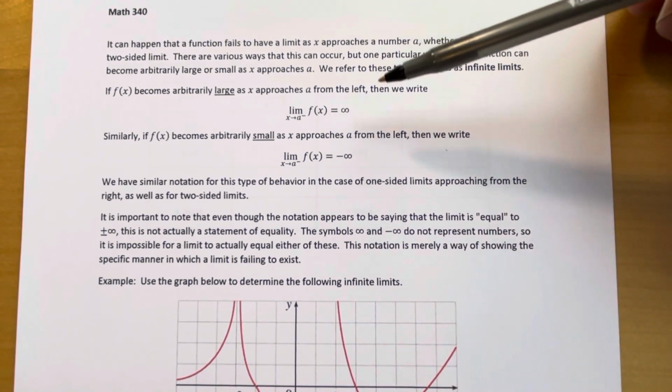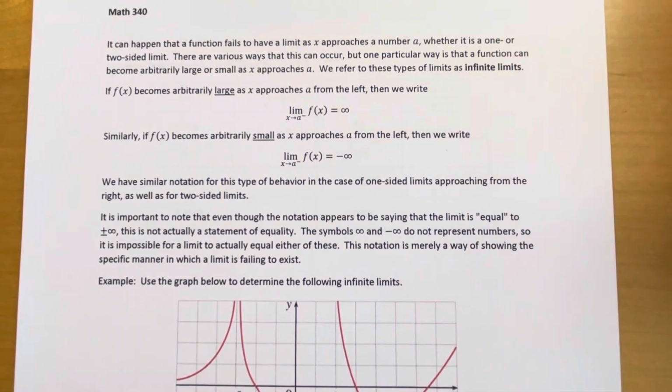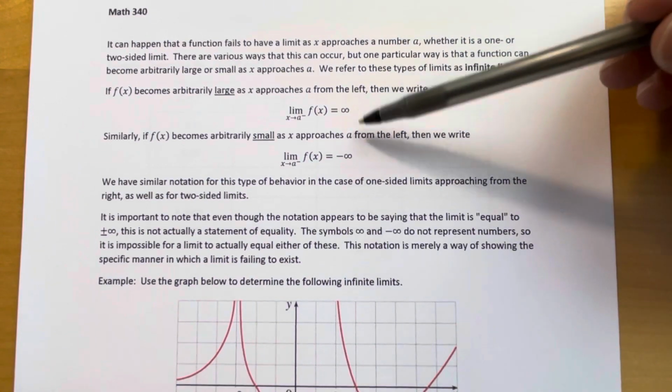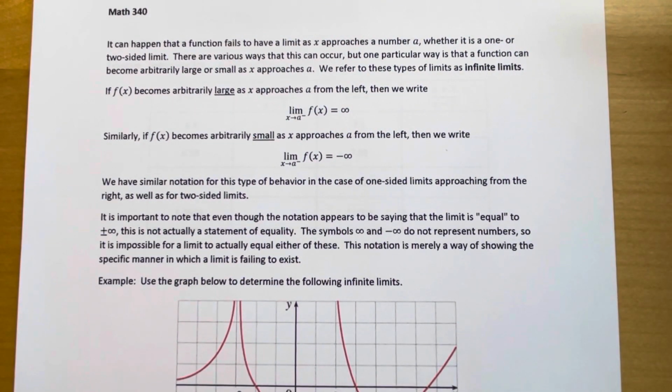In those cases, it doesn't appear that the function is approaching something finite. It's just exploding with growth either towards what we would call positive infinity or negative infinity. And so we use infinity and negative infinity to notate how those limits are failing to exist.